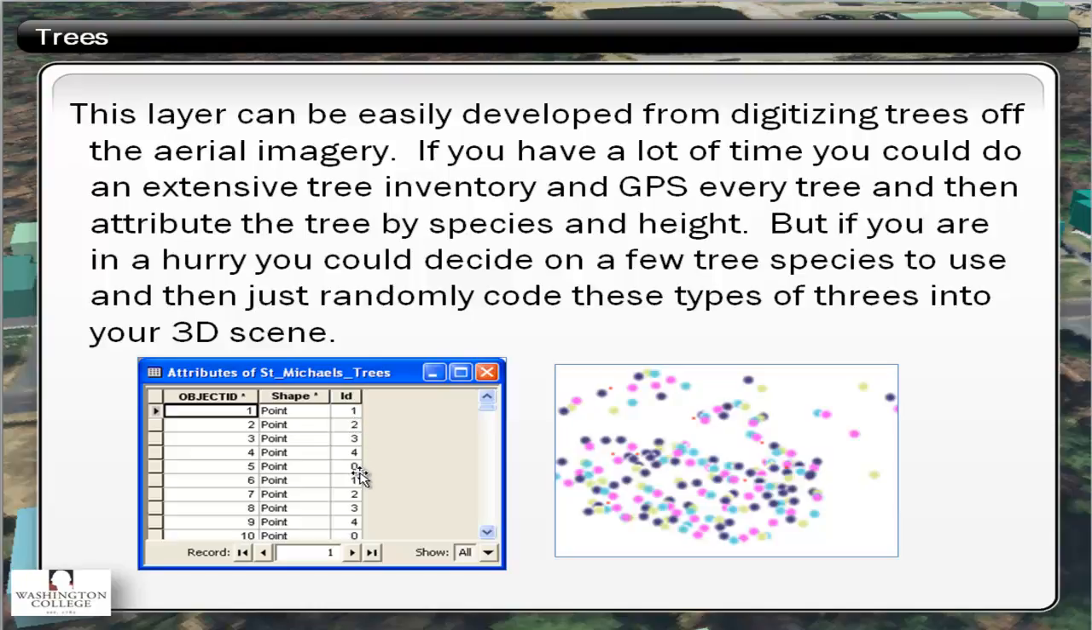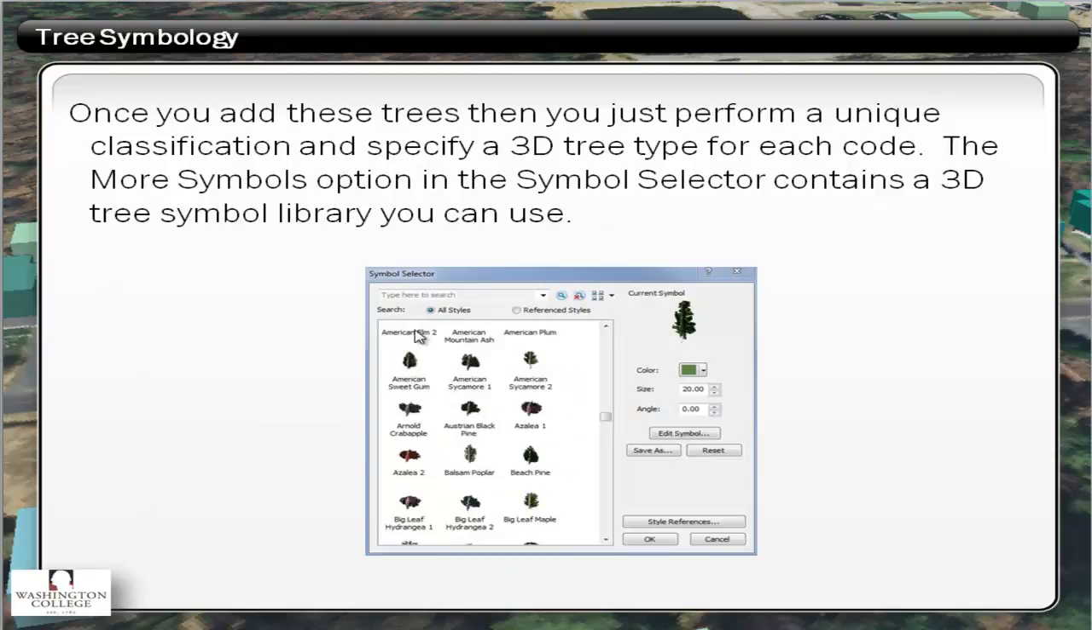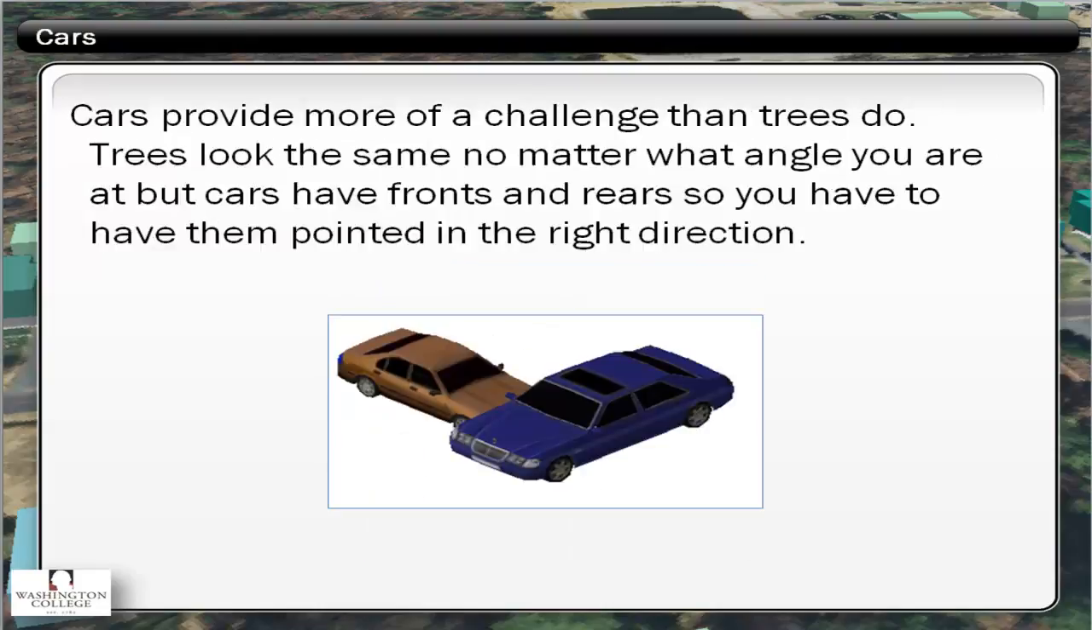By adding a kind of random code to the trees, you can have some variety in the trees. It looks a little bit more realistic to have multiple tree types. Esri gives you a great symbol set for trees that you can use. You can also modify the color, give it a little variety in the color, and you can change the size of the tree. If you're doing a 3D visualization of a brand new development, the trees are all going to be small. But if you're going to do a 3D visualization of an established neighborhood, the trees are going to be bigger. And that's just some flexibility that you have with ArcScene.